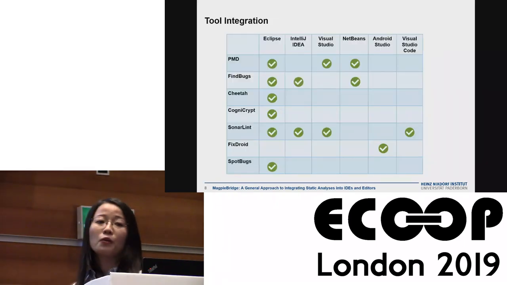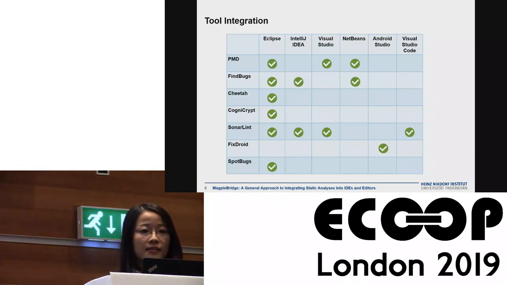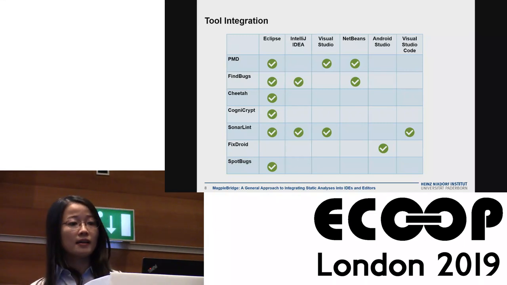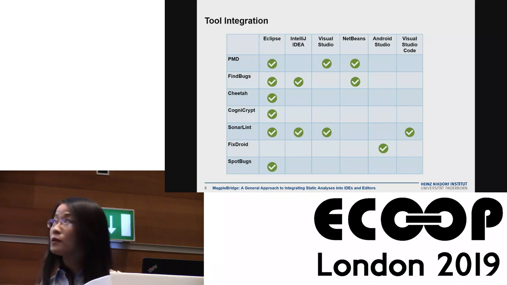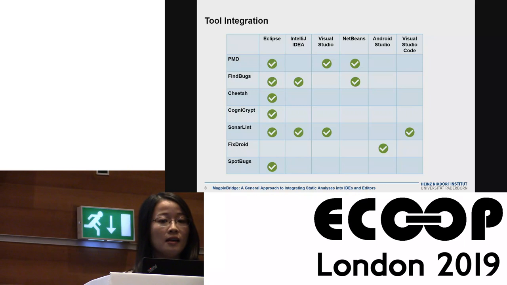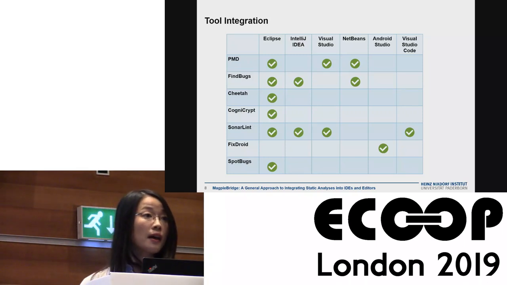Here in the table, you see more tools integrated into different IDEs. The popular ones, for example, PMD, FindBugs, and SonarLint, you may all have heard about. You may notice here that they are all integrated into multiple IDEs. However, in this list, most of the tools only have an Eclipse plugin. The question is, is one Eclipse plugin actually enough?